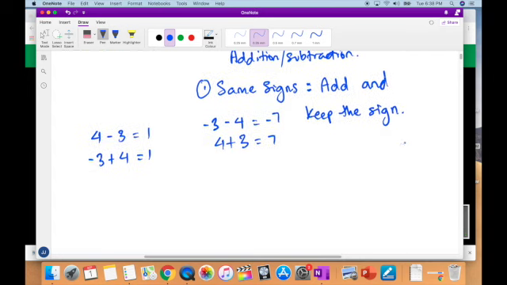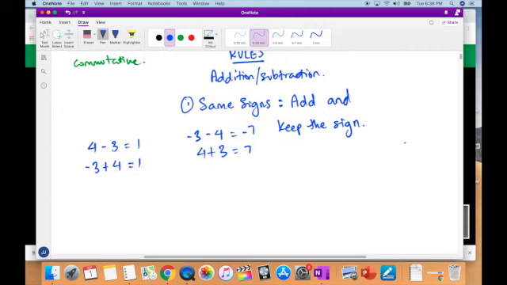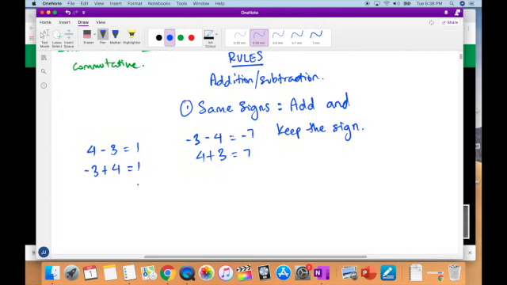Caitlin, you remember this rule? You ever do this rule with me? Alright, good. So we're doing some good revision today.